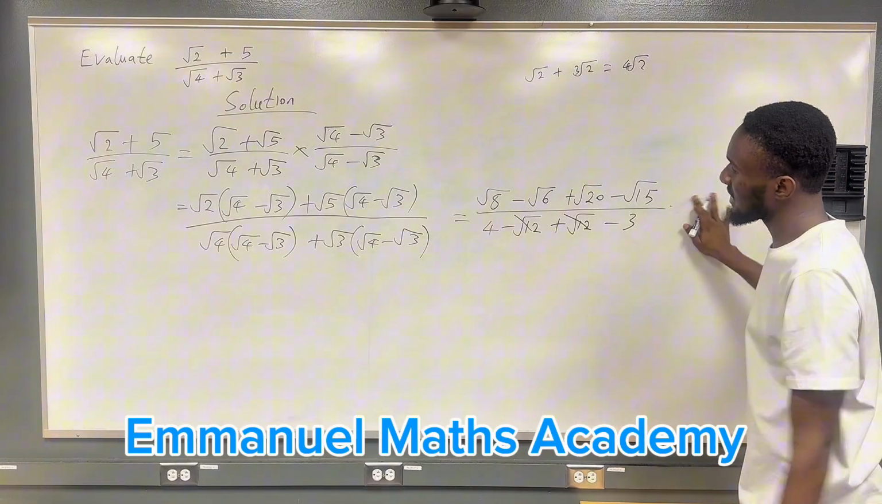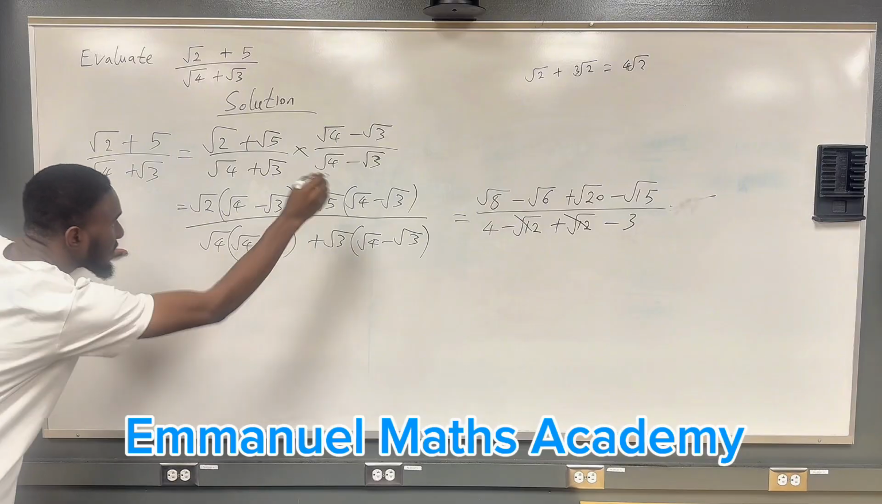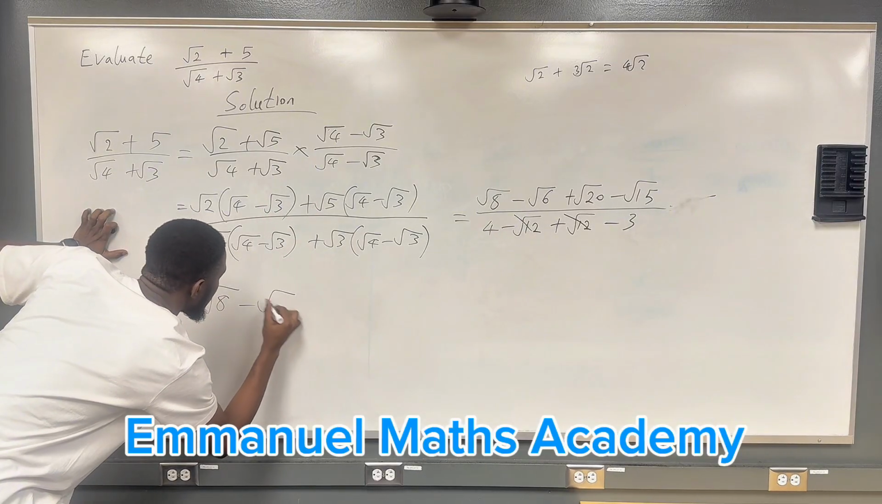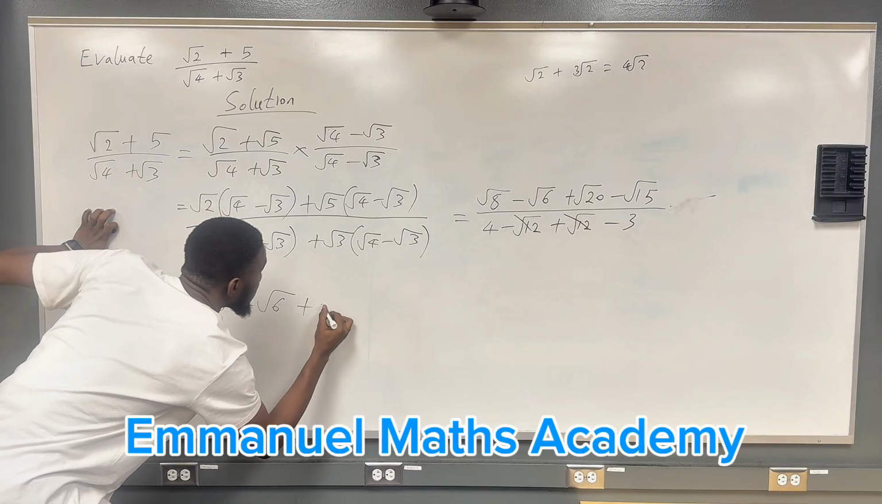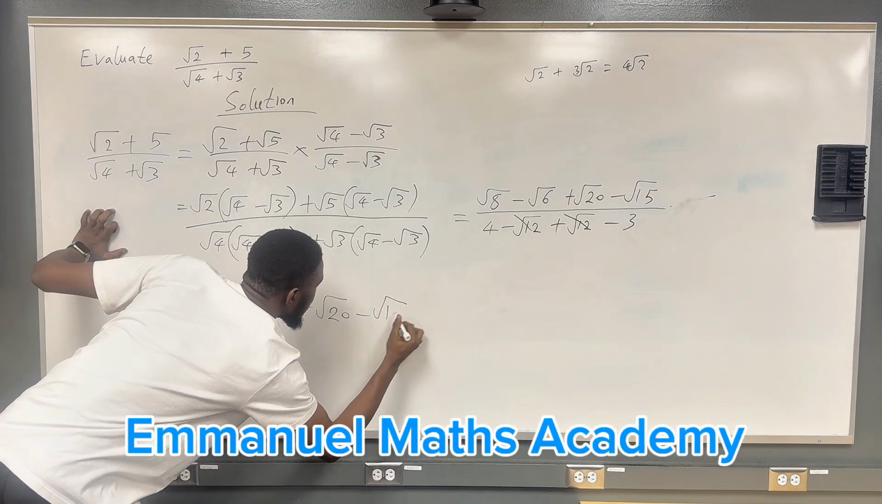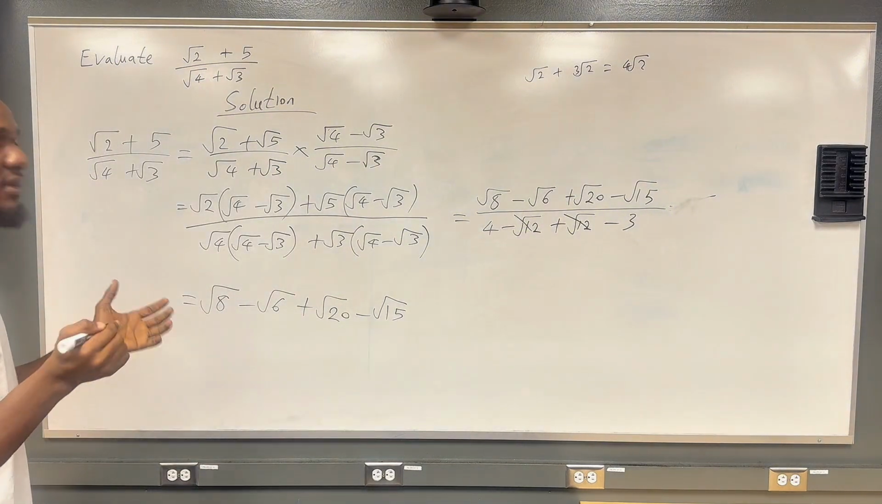let me write it down here, since we have enough space. This is equal to root 8 minus root 6 plus root 20 minus root 15. Right? As simple as that.